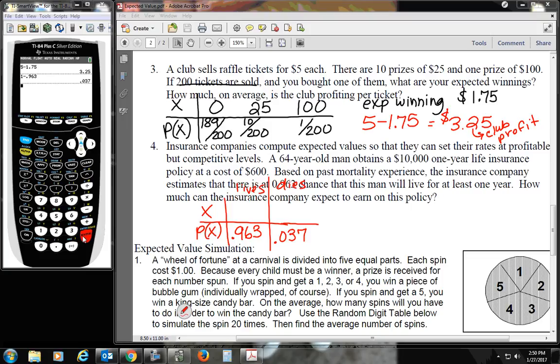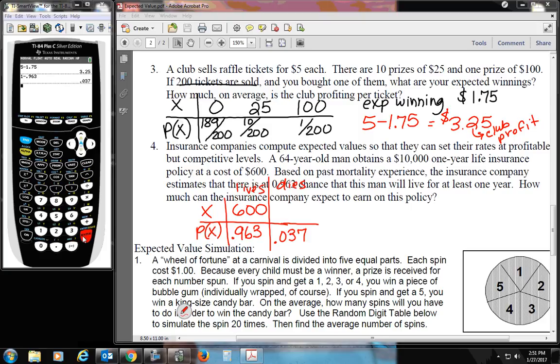Because it says how much can the insurance company expect to earn, so we really only care about the insurance company. He's going to pay $600 to the company no matter what. And so the insurance company is hoping that they can just make $600 off of him, and they don't have to pay him anything out because he's going to live.